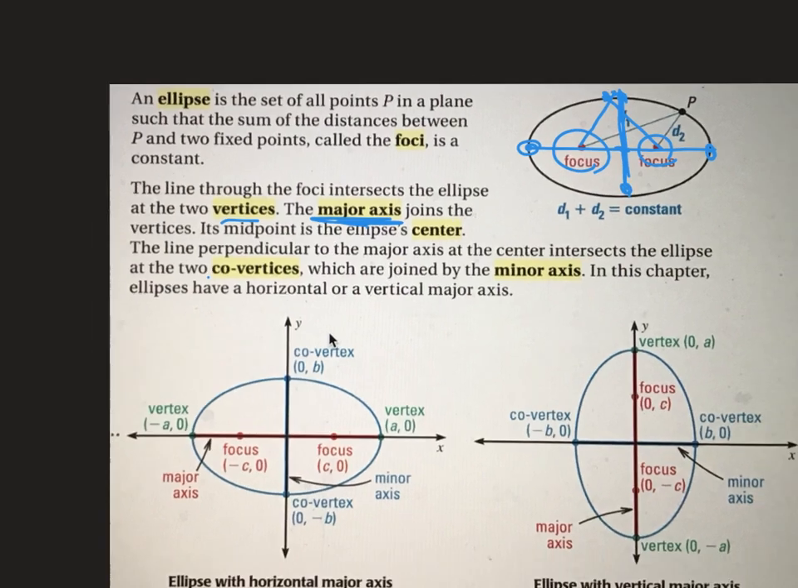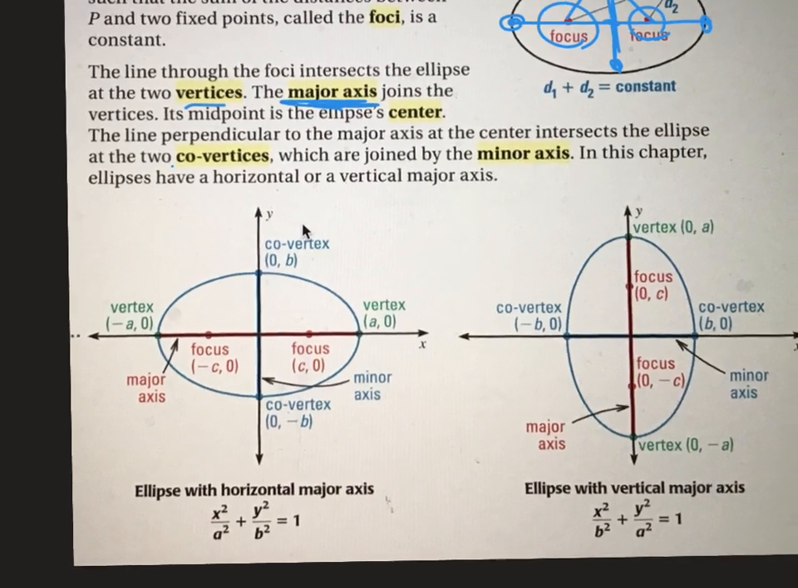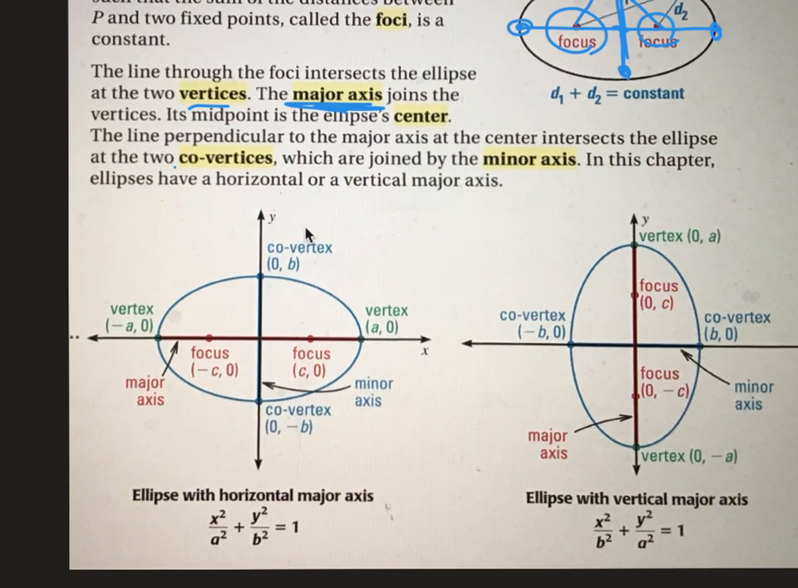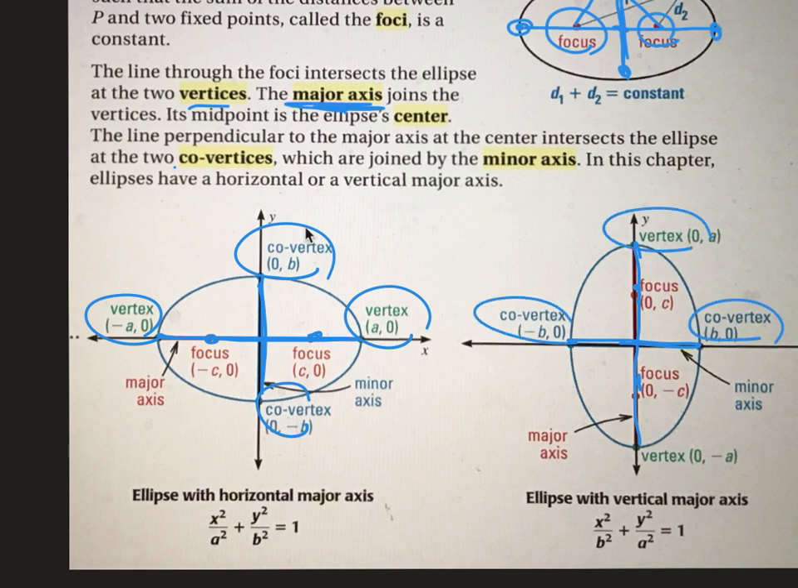So like here, if your two foci are on this axis, that means this is the major one, also the longer axis. This is the minor one. The vertex is at the end of the major, the co-vertex at the end of the minor. Now it can also work the other way. This could be the major axis, where the two foci are on top of each other. Minor axis, co-vertex, major axis, vertex.